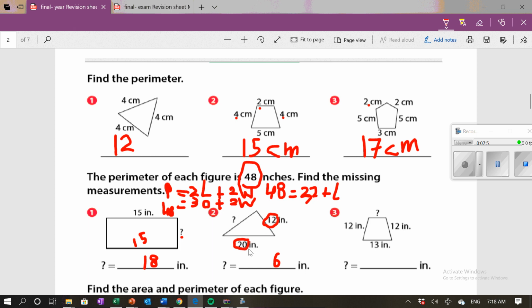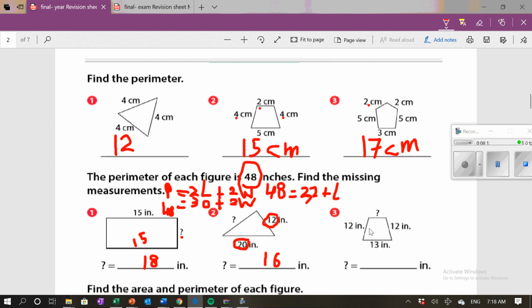Here is a 12 and 20, yes. So again, here is 12 plus 20, it will be 32. 48 equals 32 plus L, so 48 minus 32, it will be 16.